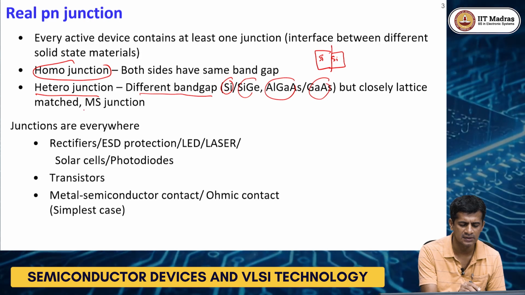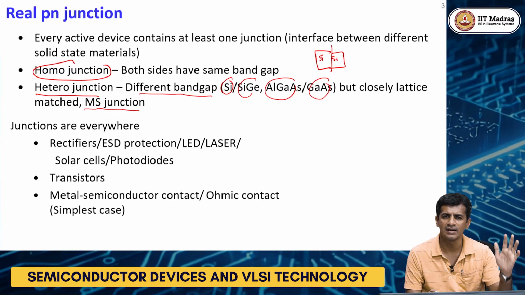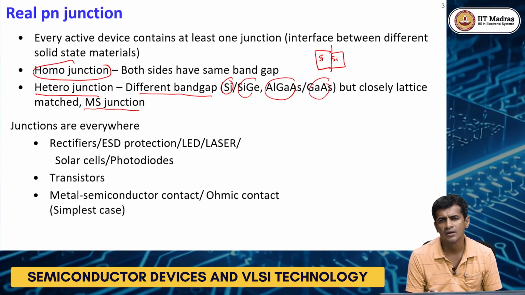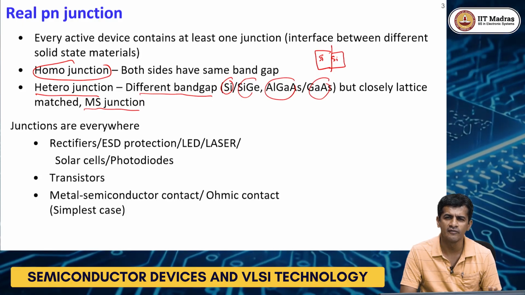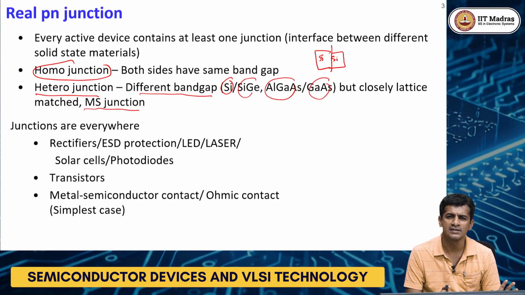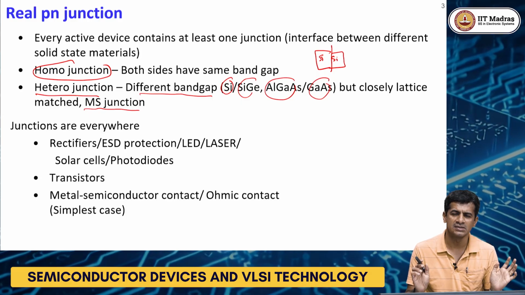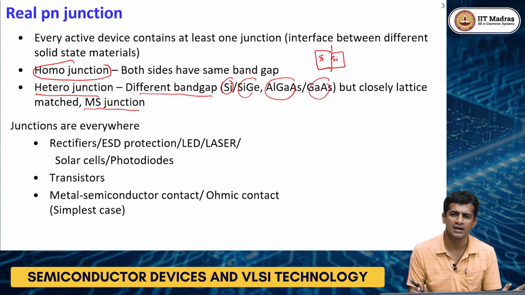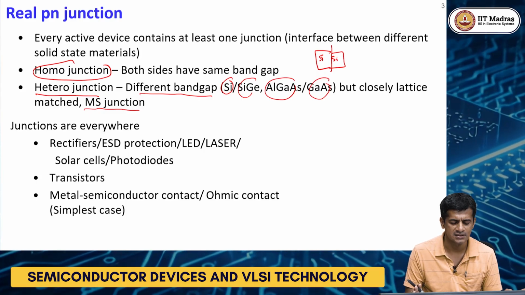Then the other thing is a simple metal semiconductor junction. On one side of the junction you have metal, and the other side is a semiconductor. These kinds of junctions are everywhere in a semiconductor device. For example, if you take an IC with billions of transistors, you will have billions of junctions.